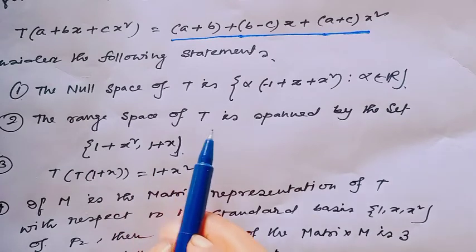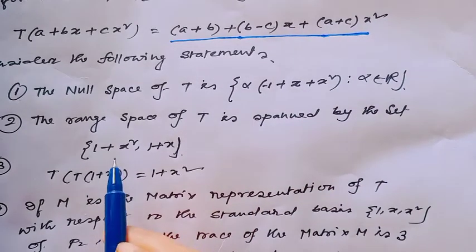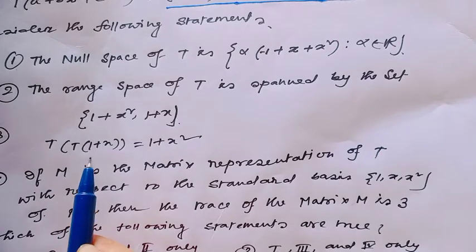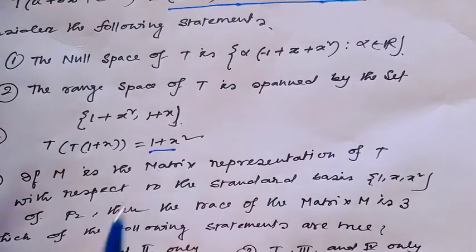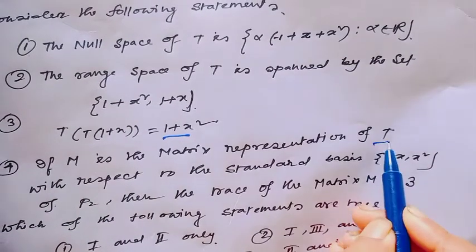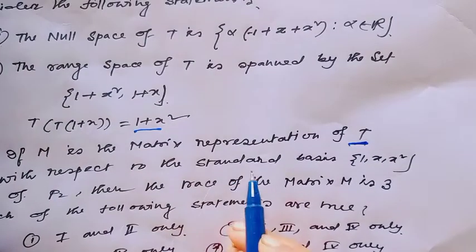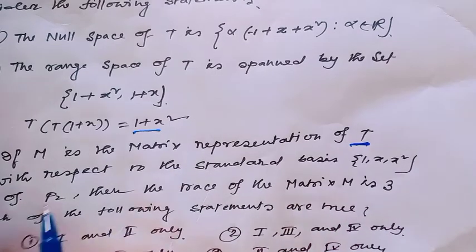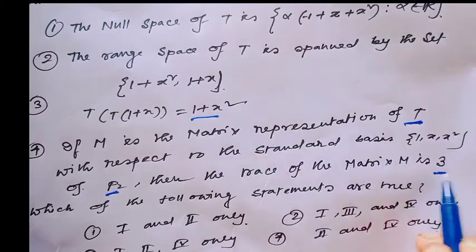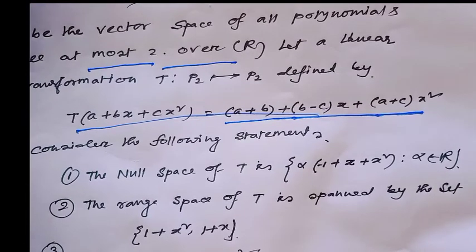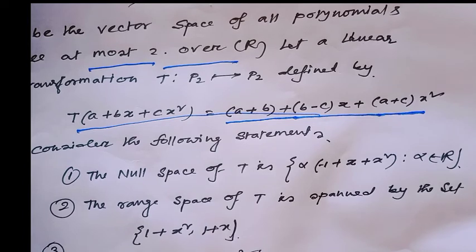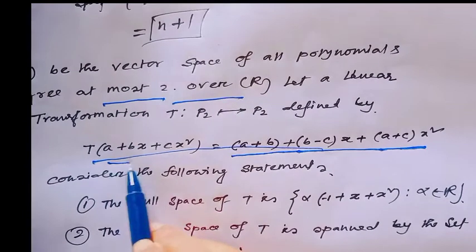Second, the range space of T is spanned by the set {1 plus x square, 1 plus x}. Option 3: T of 1 plus x equals 1 plus x square. Option 4: if M is the matrix representation of the linear transformation T with respect to the standard basis {1, x, x square} of P2, then the trace of the matrix M is 3. That means the question is about the same thing.